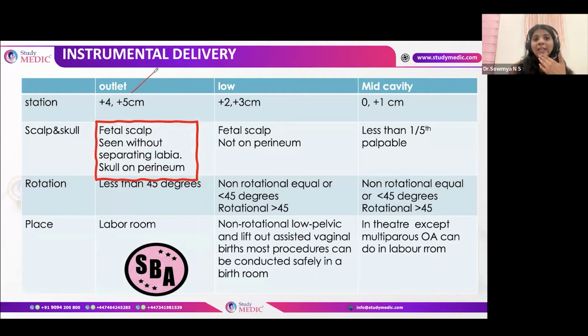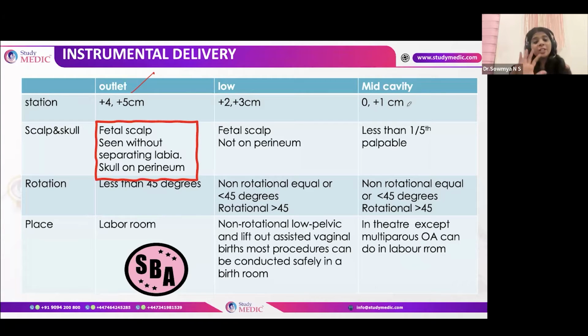For example, for outlet, the fetal skull or the head is visible without separating the labia, and either the baby is tired, the CTG shows baby has hypoxia, or mother is tired, she has finished pushing, then you can go for outlet forceps. Okay, and you can do it in the labor room. If it is low forceps, it is not on the perineum, 2 centimeters below the spine or 3 centimeters below the spine. If it is a rotational one, you take it to the theater. Otherwise, you can do it in the labor room.